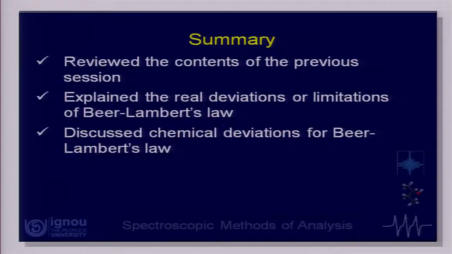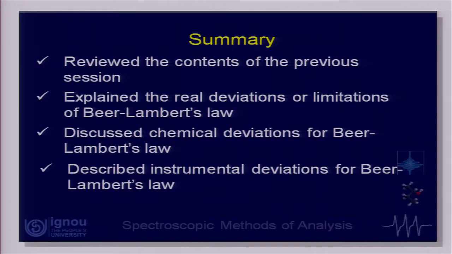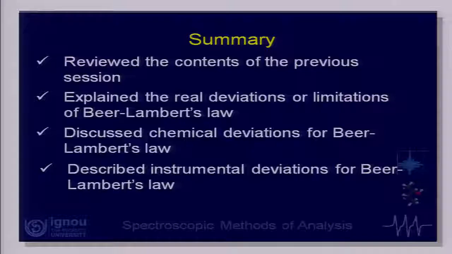And then towards the end, we described the instrumental deviations, that is the deviations from the Beer-Lambert law as a consequence of the way we make measurements, the tools we use for measurement, that is the instrument used or the kind of cuvettes we are using, and so on and so forth. In the next session, we will talk about the instrumentation required for making measurements in UV visible spectrometry.